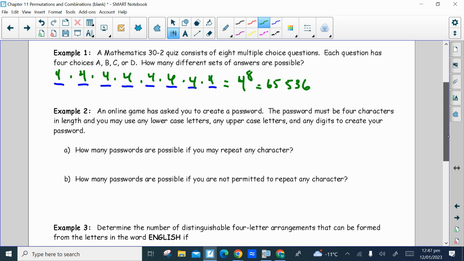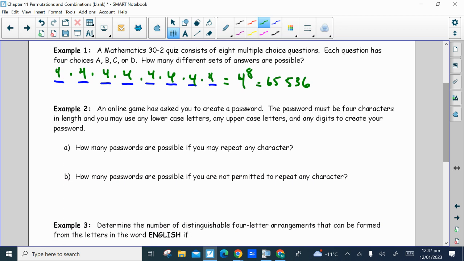An online game has asked you to create a password. It must be 4 characters in length, and you can use any lowercase letters, any uppercase letters, and any digits to create your password. So there are 26 letters in the alphabet. So you have 26 lowercase plus 26 uppercase. There are 10 digits, 0 through 9. So that gives us a possible or total number of 62 letters or characters, I guess, that we can choose from each time we choose.